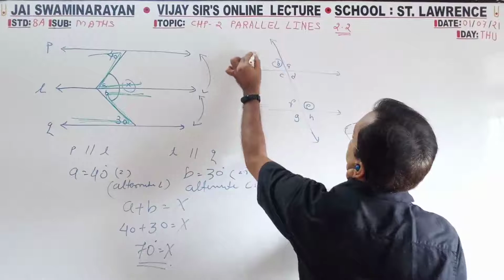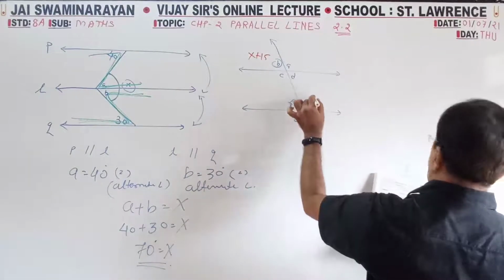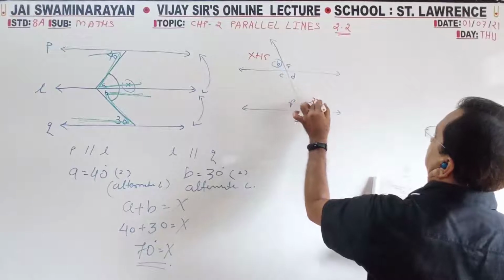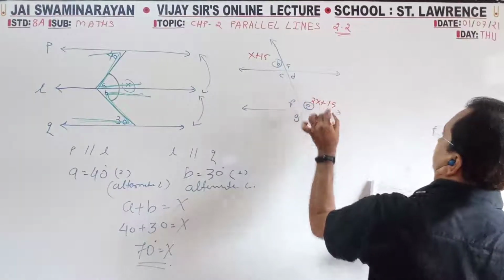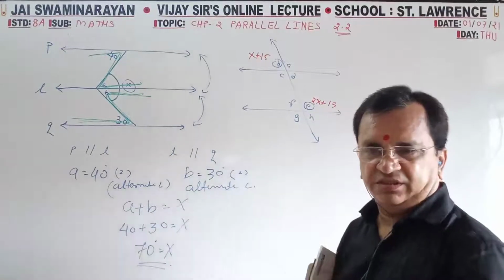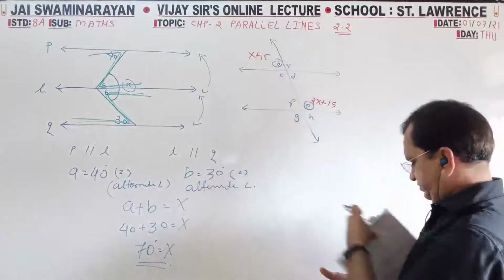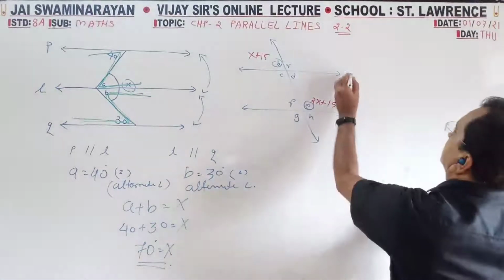B is X plus 15, E is 2x plus 15. Now try to get the answer. As we know, first what are C?